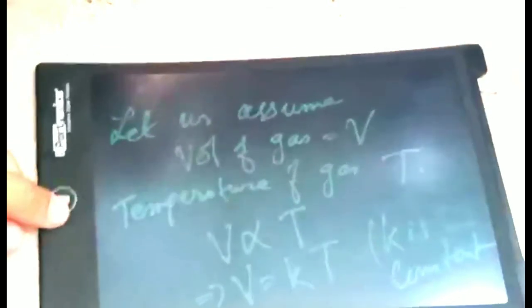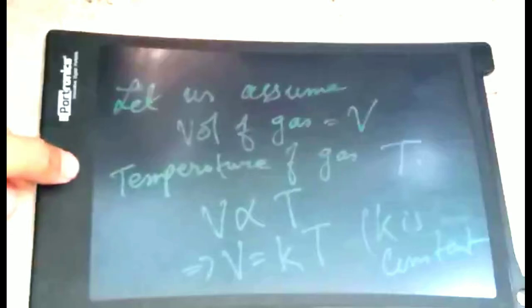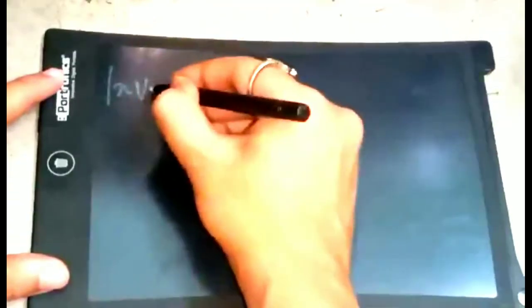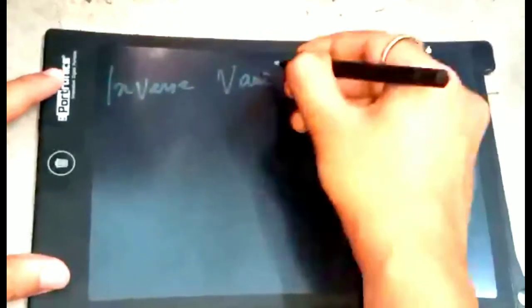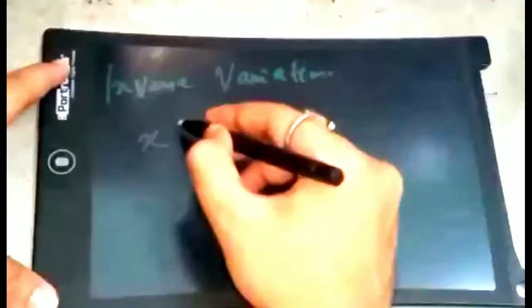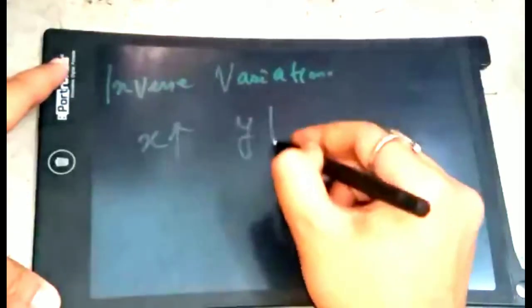Now let us come to inverse variation. We said that we have one more type of variation, that is called inverse variation. Now let us see what that is. Inverse variation is nothing but the reverse of direct variation. See, in direct variation, with the increase of one variable x, the other variable y was also increasing. But in inverse variation, if we have a variable x and it increases, then y decreases.